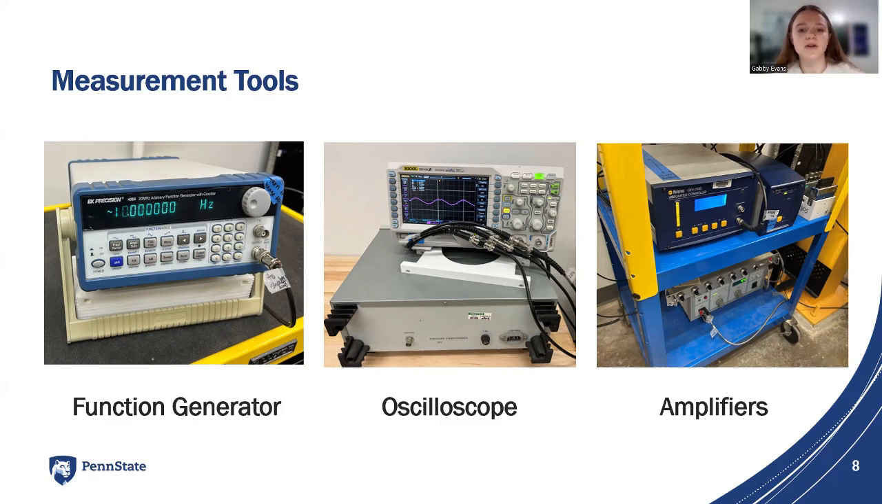In the middle is called an oscilloscope, and it has a screen that shows the vibration signal, which let us see how strong the vibrations were. And on the right, these tools are called amplifiers. And basically the signals going in and out of the beam were very small. So we needed the amplifiers to make the signals bigger so that they could actually shake the beam and that we could actually read the signals when we got them back.